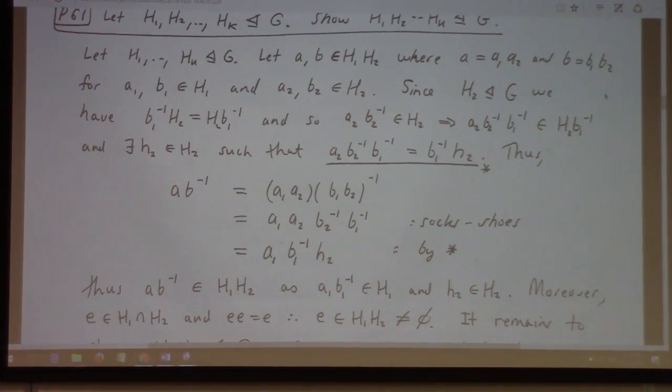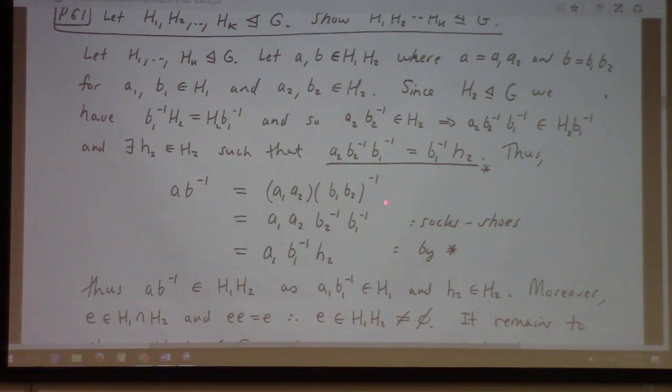I'll use that momentarily. So if I look at AB inverse, I've got that. Now this is happening inside a group, so I know I have the socks-shoes formula for that. That's just inside the big group G. But the issue is, can I show that this is in the product of H1 and H2? So that's giving me B2 inverse B1 inverse.